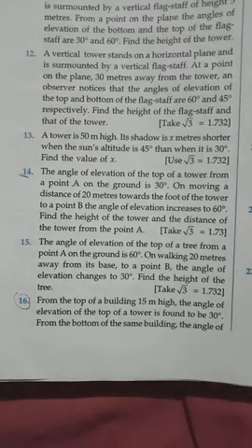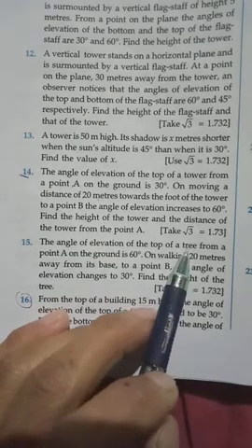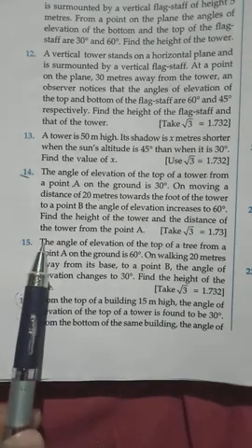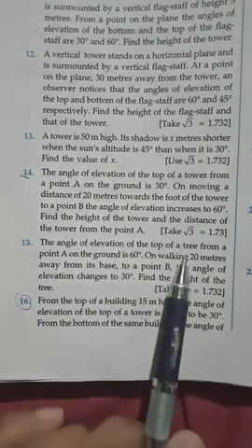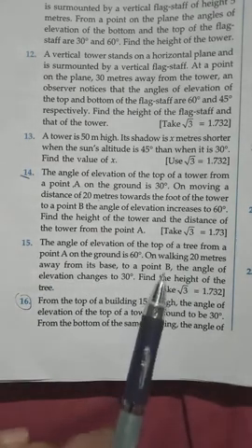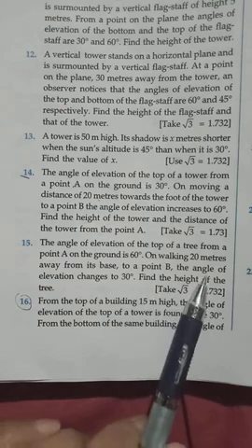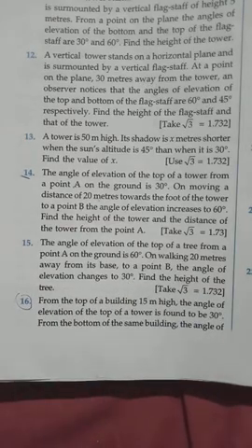Continue with chapter 9, application of trigonometry. Question number 15. Here we have a tree. The angle of elevation from a point A is 60. Then we walk 20 meter from the base to a point B. The angle of elevation changes to 30. Then we have to find the height of the tree.